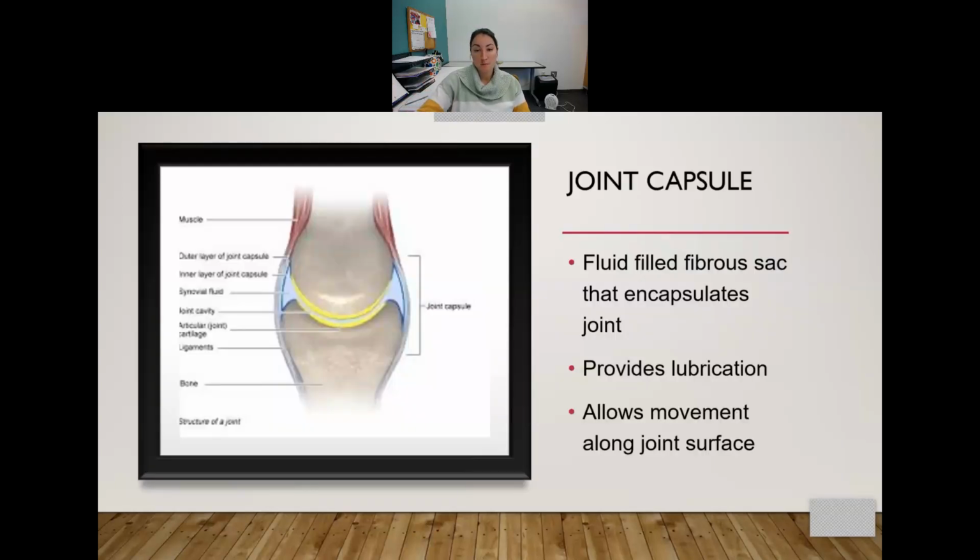A joint capsule. In this picture, the articular surface is highlighted in yellow, and all the blue that's surrounding it is the joint capsule. It's a fluid-filled sac that encapsulates the joint. So it surrounds it and lubricates the joint, helps bring nutrients in, helps keep a little bit more of a cushion flowing, and allows movement along 2 joint surfaces.